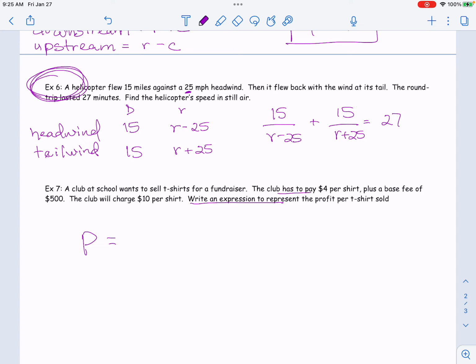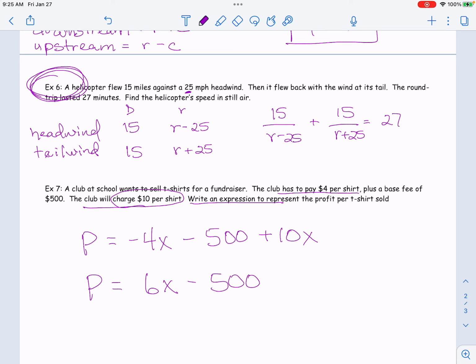Well, if you have to pay $4 per shirt, you are already out negative 4 times the number of shirts you paid for. Plus, you have to pay a base fee. Well, you're already out that $500. You will charge $10 per shirt. Well, that's where you're going to make some money. You're going to make $10 off each shirt. You will not break even until this happens right here. You have to sell a lot of t-shirts. And that is how you do that.